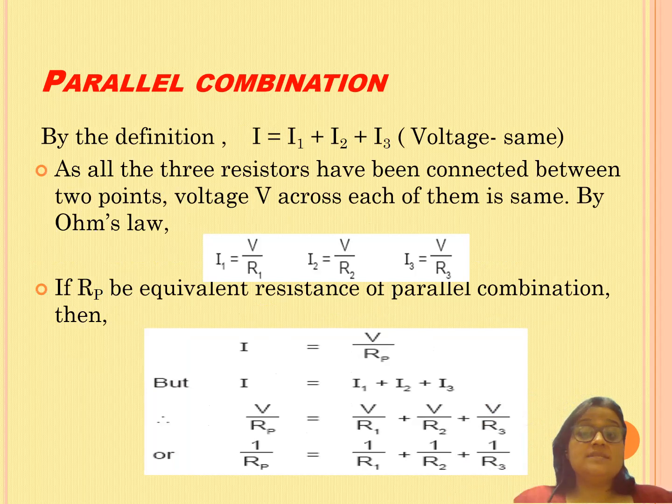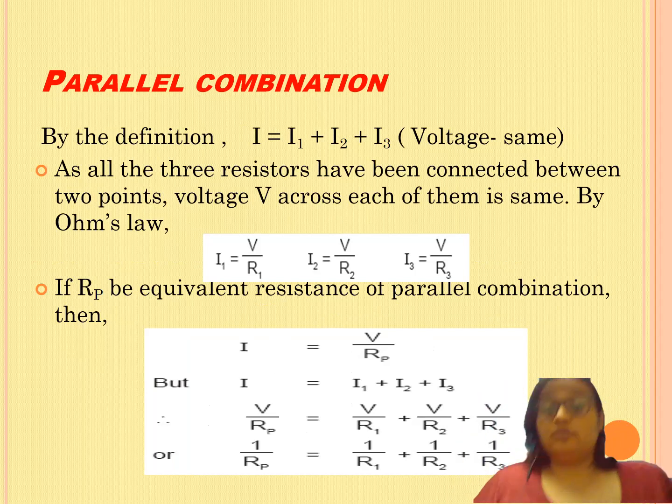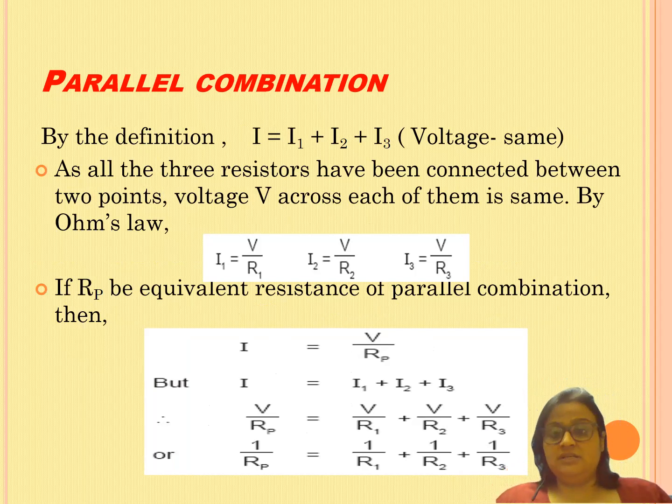Now the voltage was the same, the current was different. So you'll start your derivation from the current side. Current is I equal to I1 plus I2 plus I3. You will start here, and the three resistors are connected between two points. The voltage across each one of them is the same by Ohm's law.